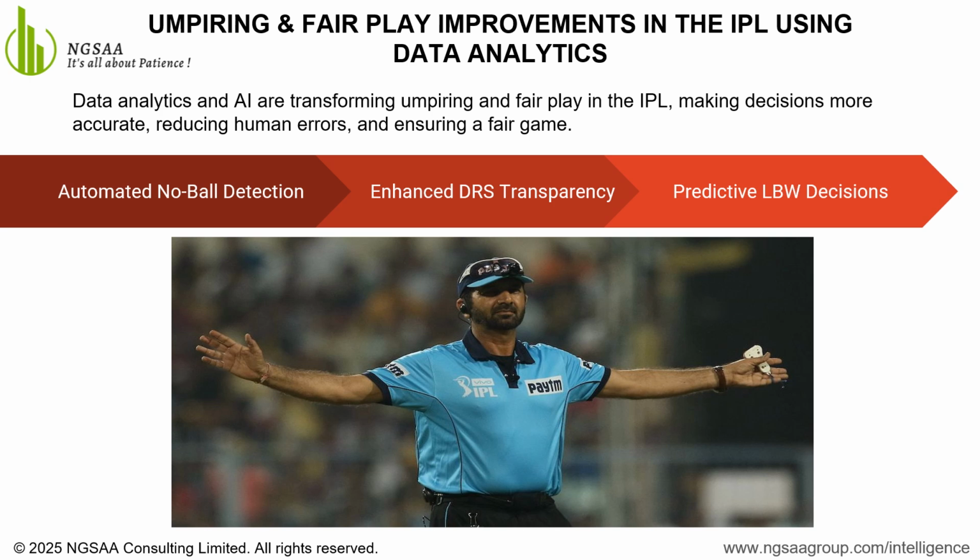2. Enhanced DRS transparency. Advanced ball tracking and predictive analytics provide more reliable decision review system or DRS outcomes. 3. Predictive LBW decisions. AI-driven models help predict LBW decisions more accurately, reducing controversial calls. These improvements not only enhance decision-making but also build trust among players and viewers, ensuring a smoother game experience.